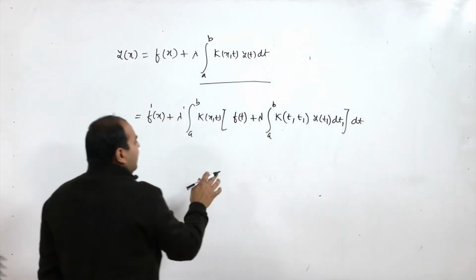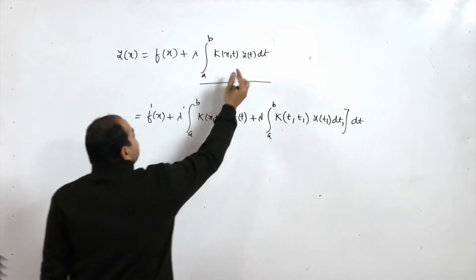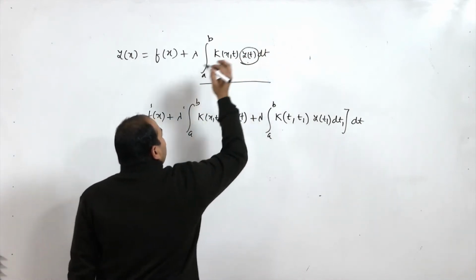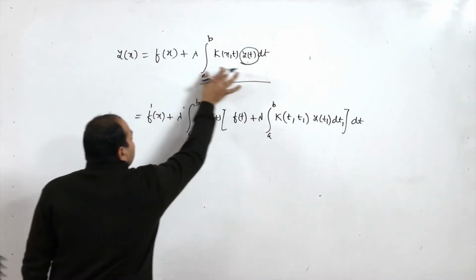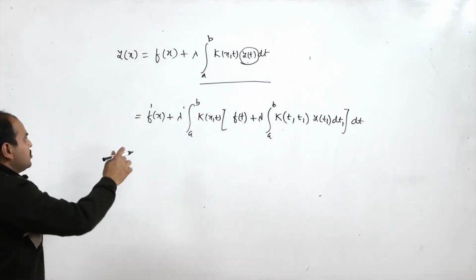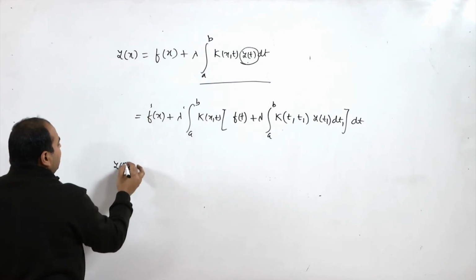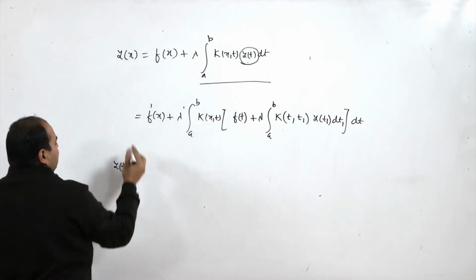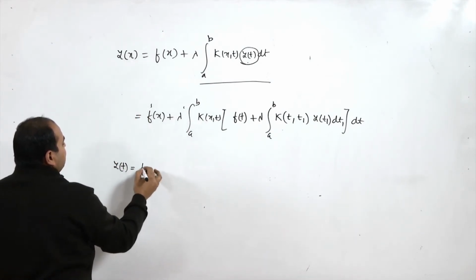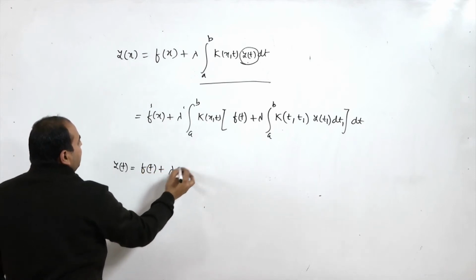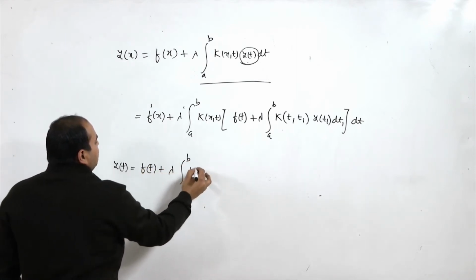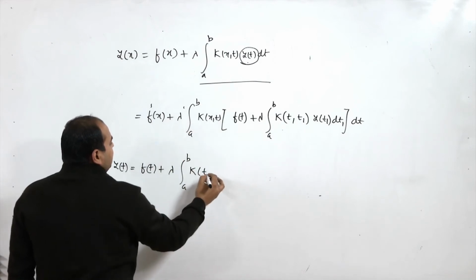So what we have done here is find the value of y of t with the help of this integral equation itself. Here we have written y of t, just changing the variable x by t. So it is f of t plus lambda times the integral from a to b, replacing x by t.